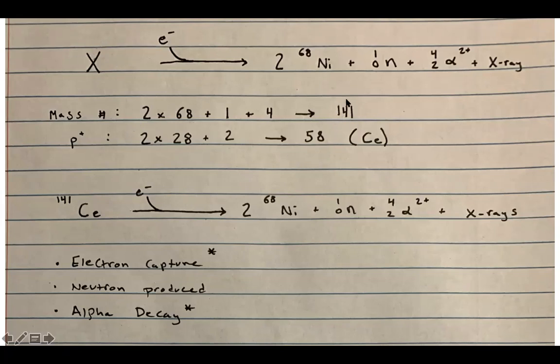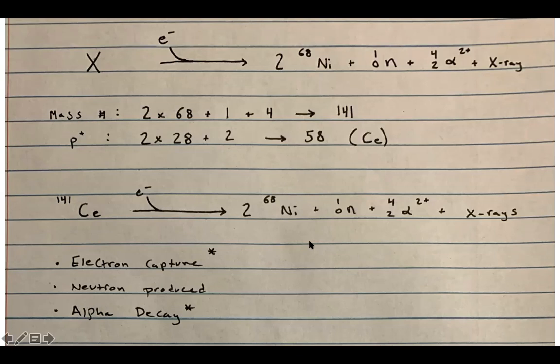Now that we know the mass and the identity of our parent nuclei, we can plug that in to write our balanced equation, right? So Ce-141 will react with an electron to produce 2 nickel-68 nuclei, plus a neutron, plus an alpha particle, plus the X-rays.